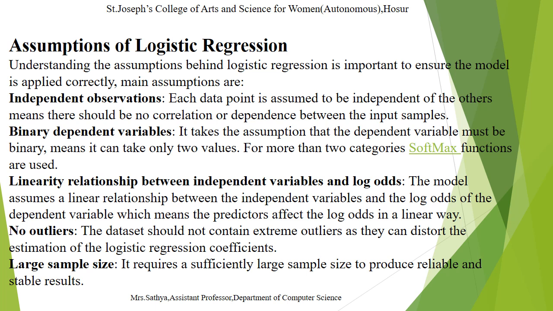So first, independent observations. Then binary dependent variable, which means we have to take two values, 0 or 1, yes or no. Then a linear relationship between the independent variables and the log odds, and no extreme outliers. The data set should not contain extreme outliers, as they can distort the estimation of the logistic regression coefficients. Then large sample size: it requires a sufficiently large sample size to produce reliable and stable results.